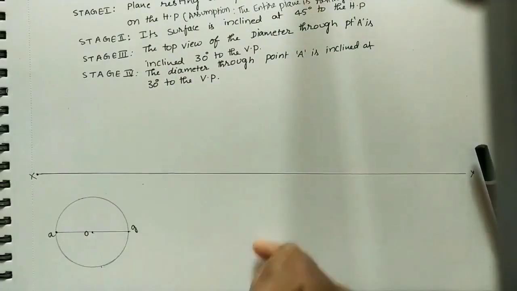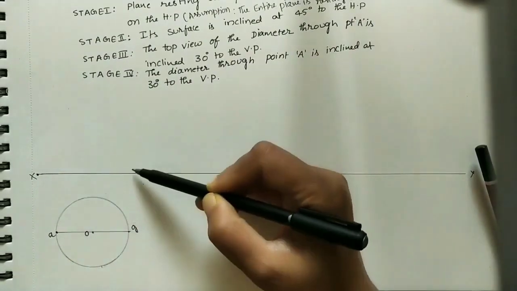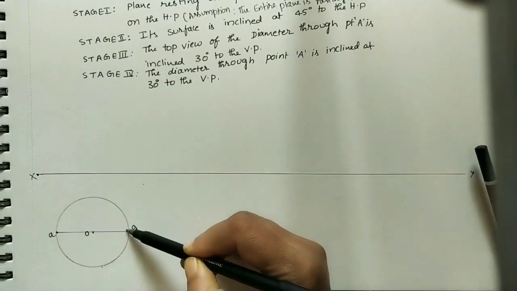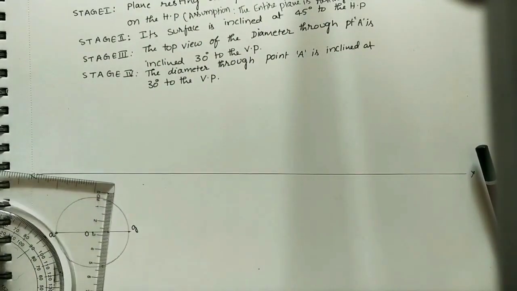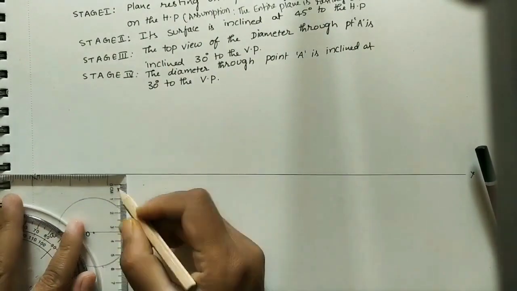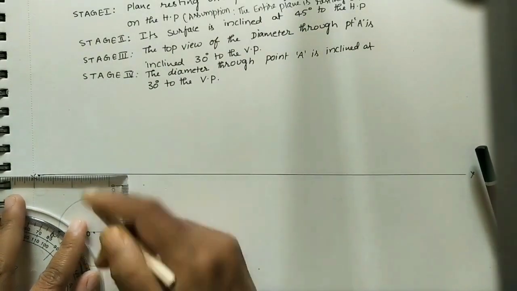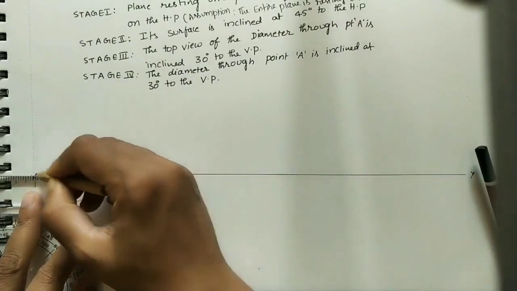After getting the top view, just do the projector lines for taking the front view. As you know, the projector line should be 90 degrees to this line. For getting 90 degrees, I am using this set square's 90 degrees corner. Take this as the reference line. This scale should coincide with it.